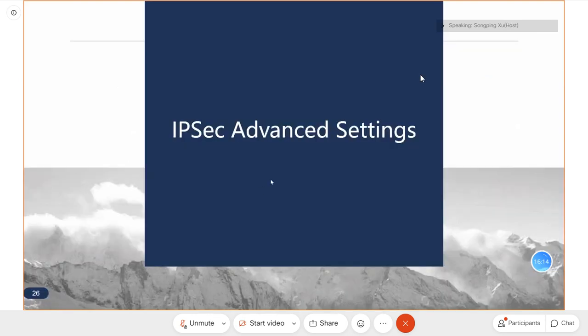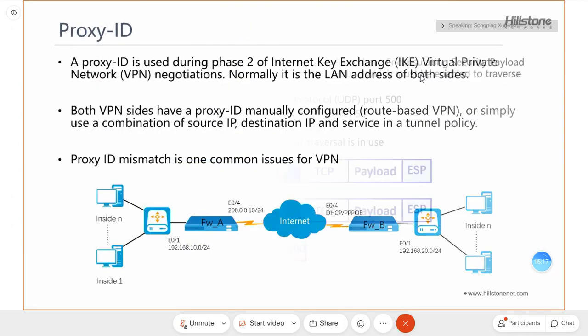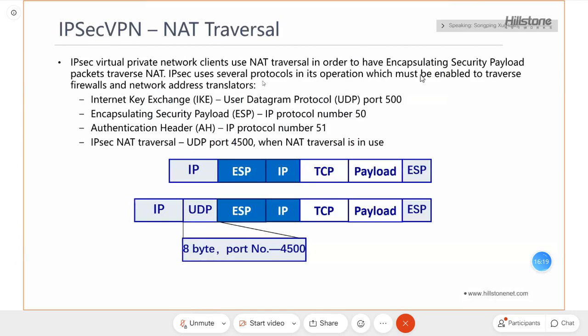So what are the advanced settings in IPsec? Let's have a look. The first one is called NAT traversal. IPsec virtual private network clients use NAT traversal in order to have the Encapsulating Security Payload packets traverse the NAT if NAT functions are in use between both VPN sites. In this scenario, we must enable the traversal in the firewalls.